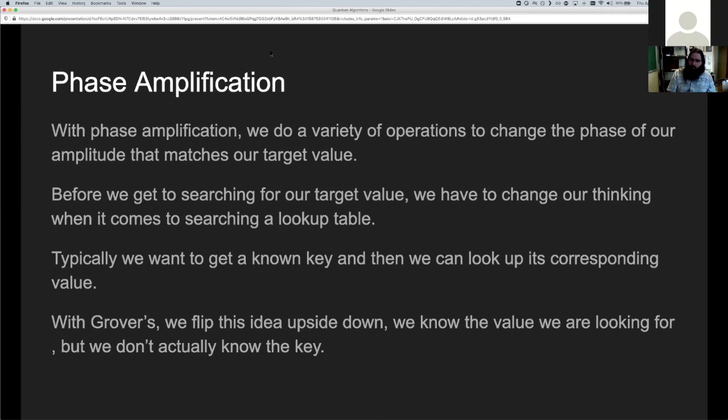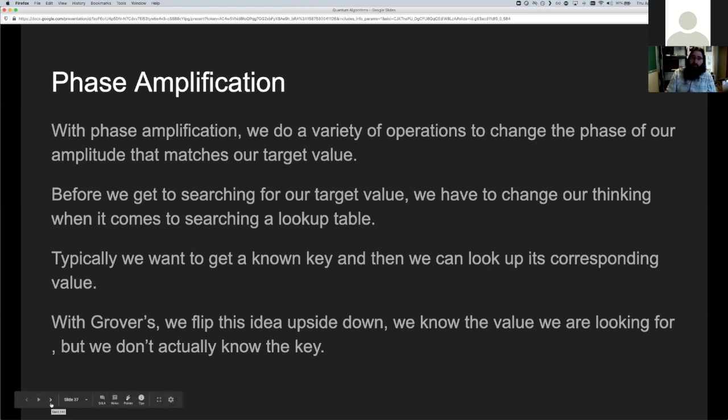We want to search for our target value. Typically, you want to get a known key for this value, kind of like a hash table, which is really a cornerstone of my research, is that we have a key, we get our value, no problem, simple, quick lookup. But with Grover's, we kind of have to flip this upside down where we don't necessarily know the key, but we know the value we're looking for. And it may seem a little odd, but I'll try to explain some of my research, which kind of brings that into some use.